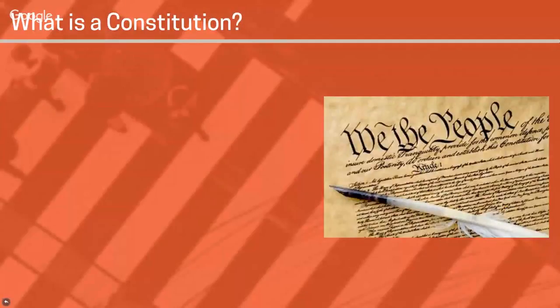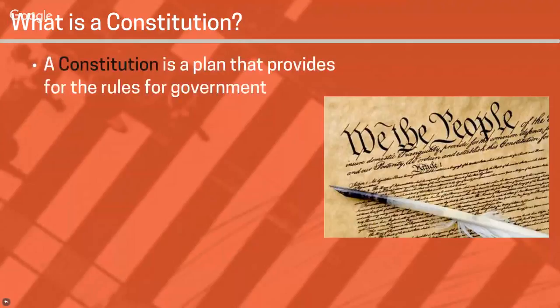How weird is that? They have no constitution, but they're a constitutional monarchy. Who knows? A constitution is a plan that provides for the rules of government. It lays out what you can and cannot do as a government. Right? It says you may do this or you may do that. It tells the government what it is allowed to do and what it is not allowed to do at any given time. It can be written or unwritten.